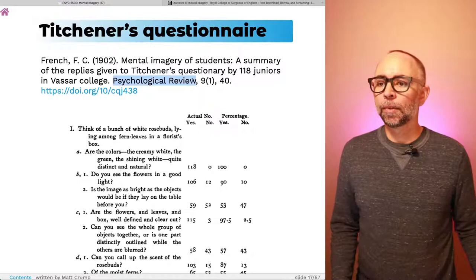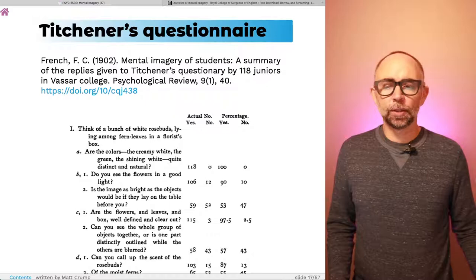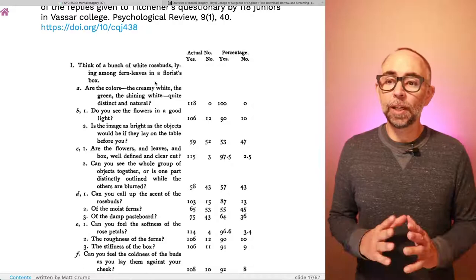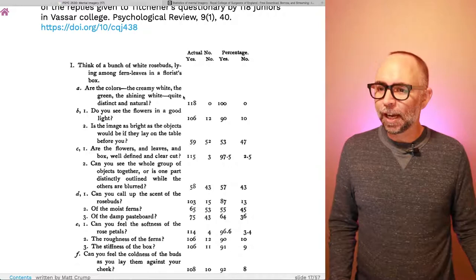Now, in this work, they didn't use the breakfast table task specifically. They came up with a different set of questions. These were Titchener's questions, and I've printed some of them here. You can read them just to see what was going on back in 1902. So here's the first question. Think of a bunch of white rosebuds lying among fern leaves in a florist's box. So you're supposed to imagine that, and then they're going to ask you a whole bunch of questions.